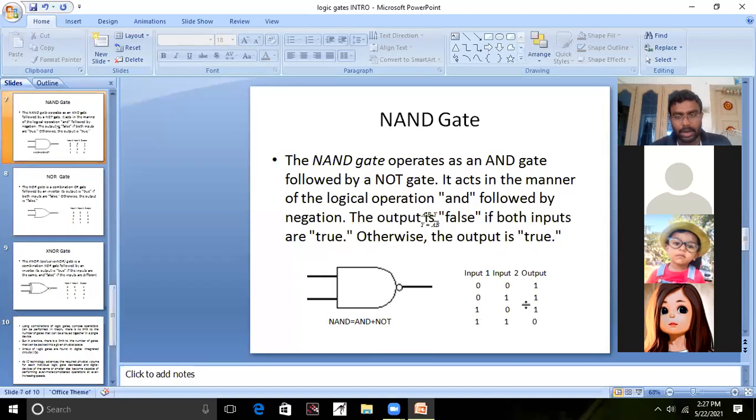Let me go for the NAND gate. What are your outputs? 1, 1, 1, 0. Exactly the reverse of the AND gate.